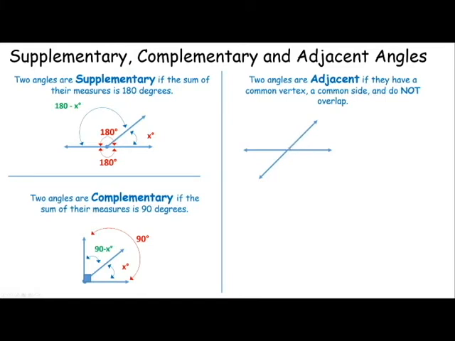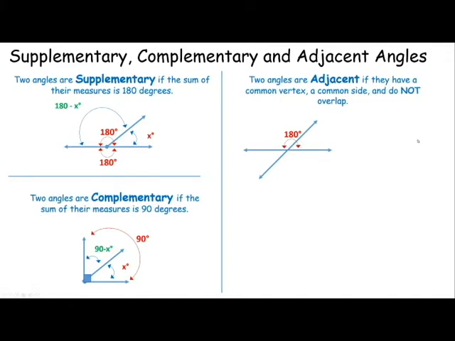This ray right here, or this side and this side together form this angle. This same side, along with this side, form this obtuse angle. Together, those are 180 degrees. They are side by side. They share this common side, we would say these two angles are adjacent.